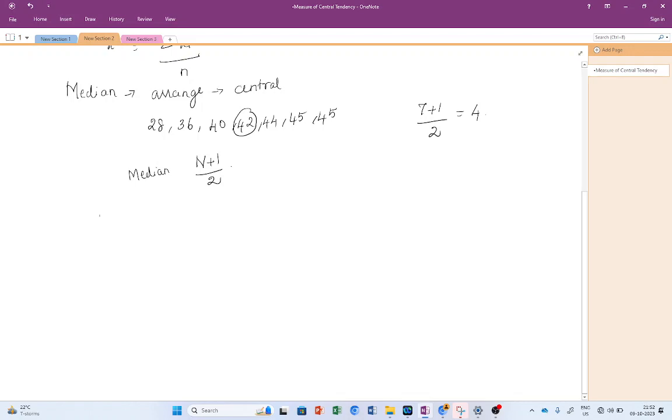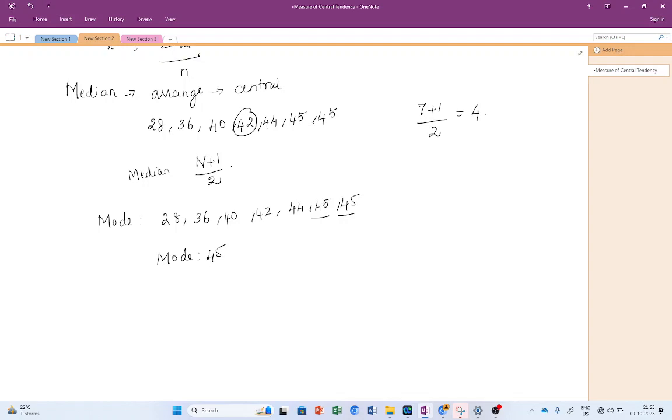Now coming to mode. Mode is nothing but the maximum repeated term. Again I write the set of data: 28, 36, 40, 42, 44, 45 and 45. You can see that 45 has repeated twice. So this is called the mode. Mode is 45.